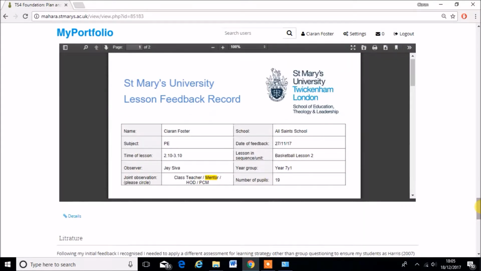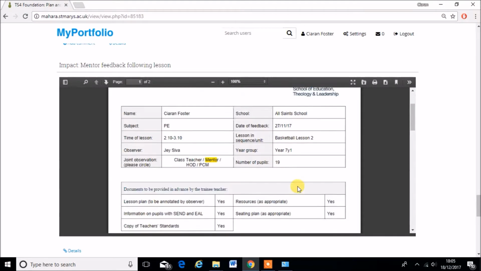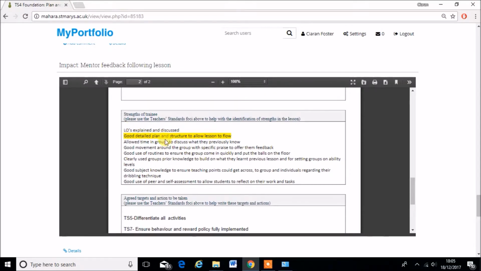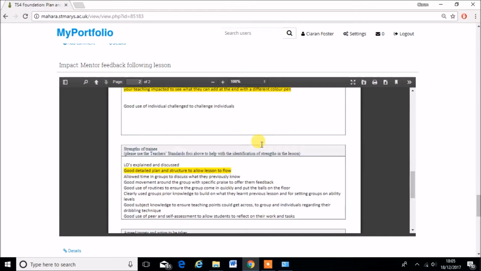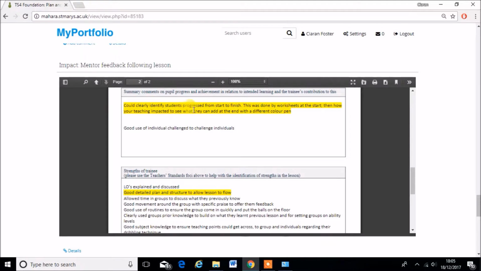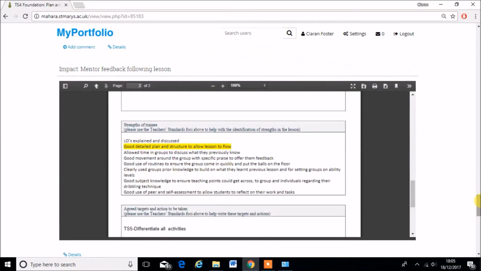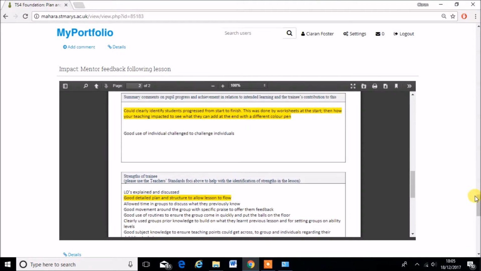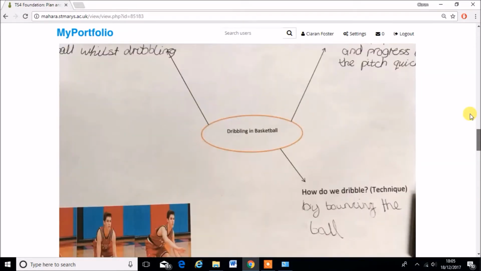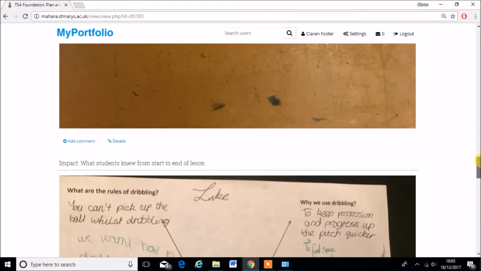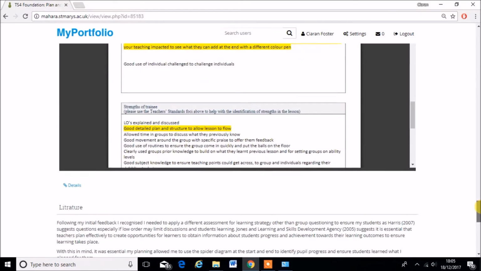Just looking at my mentor sheet afterwards, my mentor Jay suggested a good detailed plan and structure allowed the lesson to flow, and you could clearly see student progress from start to finish using the worksheet at the start, and how my teaching impacted the students with a different colour pen. So that's just looking at how planning effectively allowed me to deliver lessons where I'd engage the students and ensure that I maximise their learning.